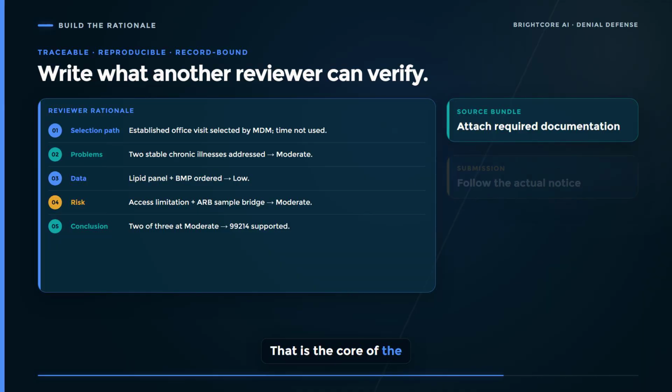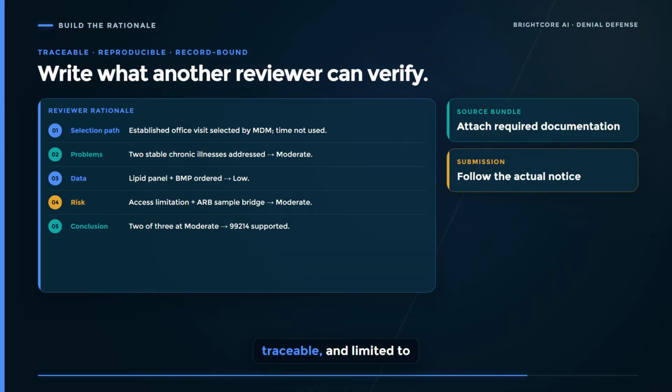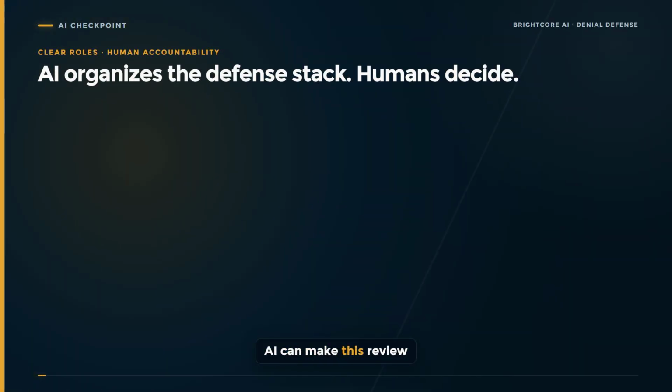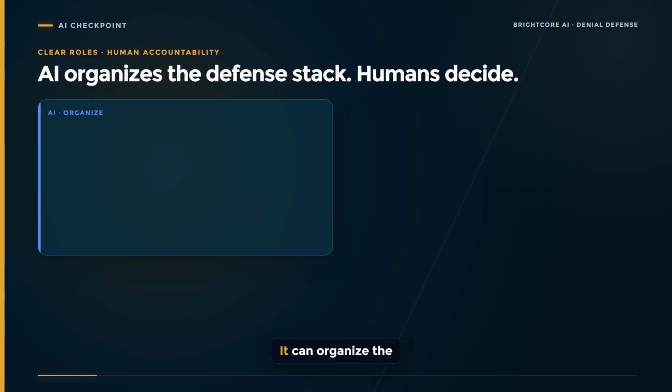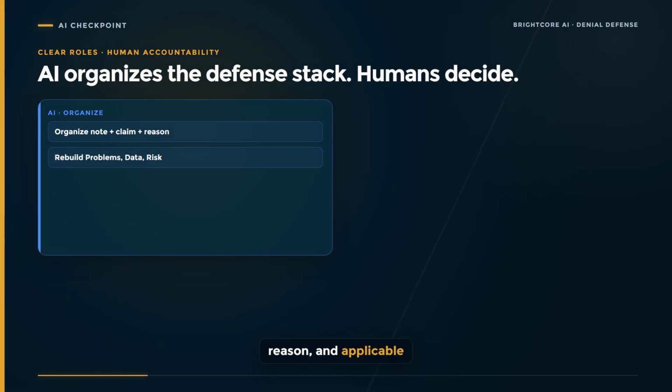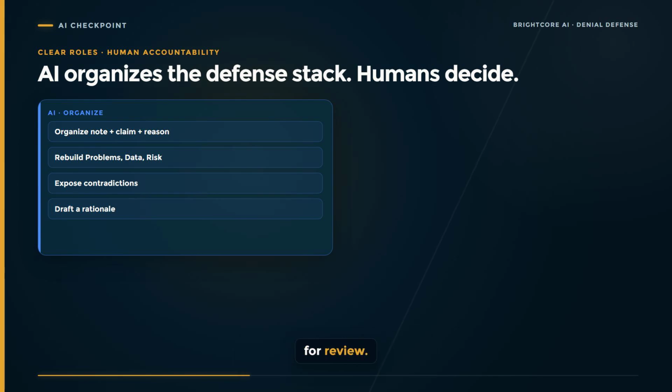That is the core of the response: concise, traceable, and limited to facts already in the record. Attach the required source documentation and follow the notice's submission instructions. The rationale is not a substitute for either one. I can make this review faster and more consistent, but only if its role is clear. It can organize the note, submitted claim, challenge reason, and applicable policy. It can reconstruct problems, data, and risk, expose contradictions, preserve an evidence trail, and draft a rationale for review.